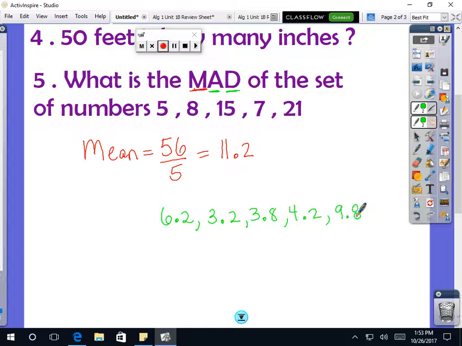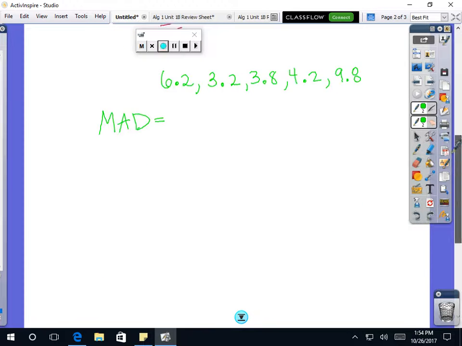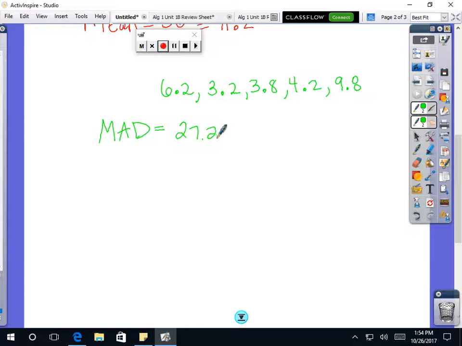Right. Even if you ended up with a negative for one of these when you subtracted each one from the mean, absolute means make them all positive. Now what do we do to those numbers? Add them all up and divide by 5. What do they become when you add them all up? 27.2. And when you divide that by 5, you get what? So that is the mean absolute deviation.